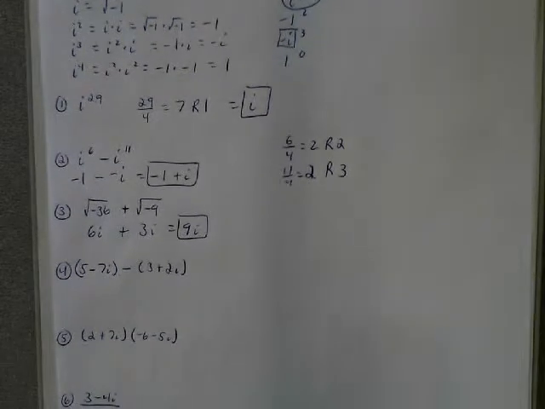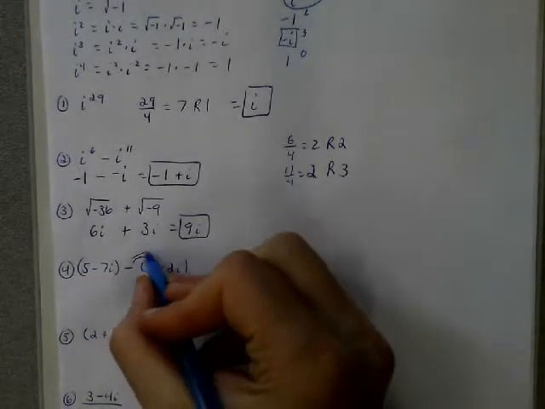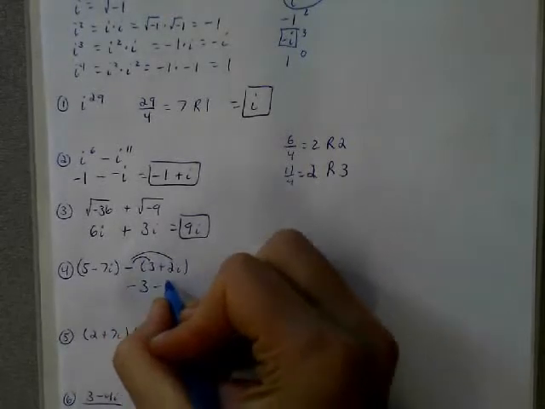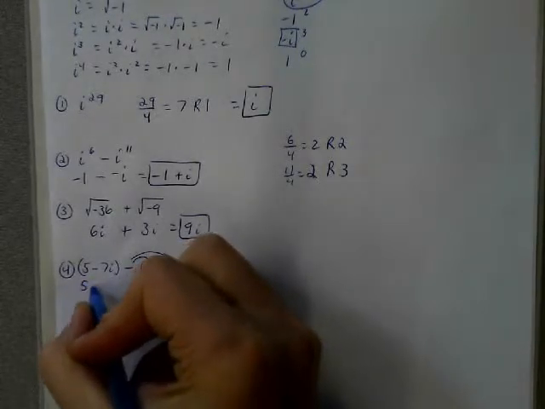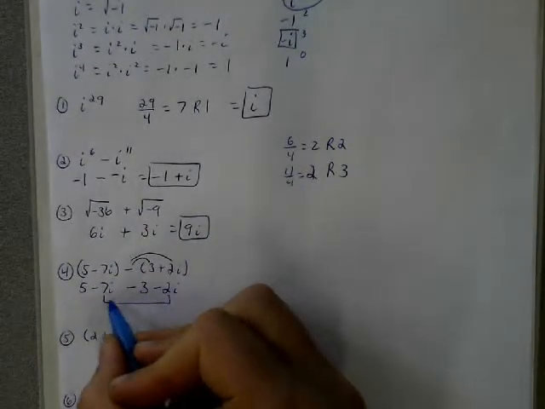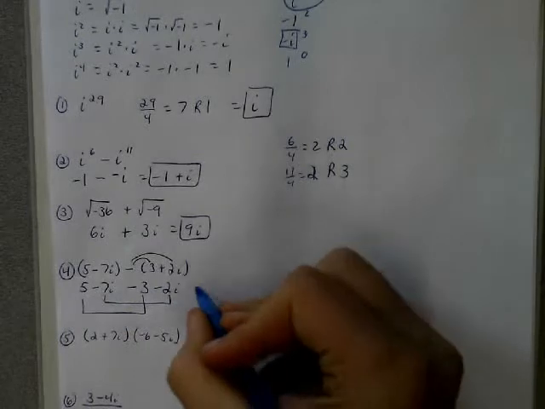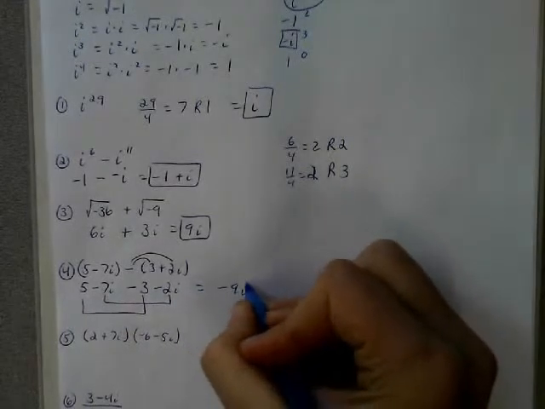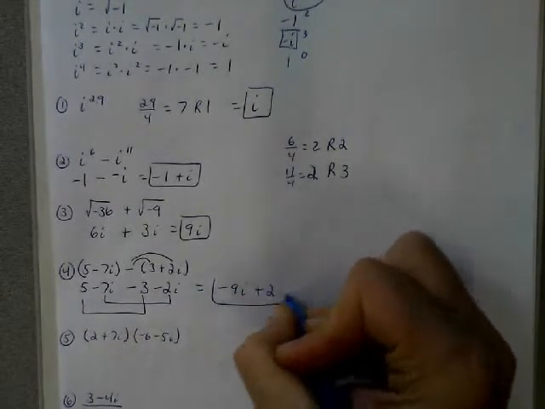On number 4, we can add complex numbers and subtract them just like we would add or subtract common variables. So if I distribute this, we have minus 3 minus 2i, and therefore we can add the i's together and add the numbers together, which gives us negative 9i plus 2.